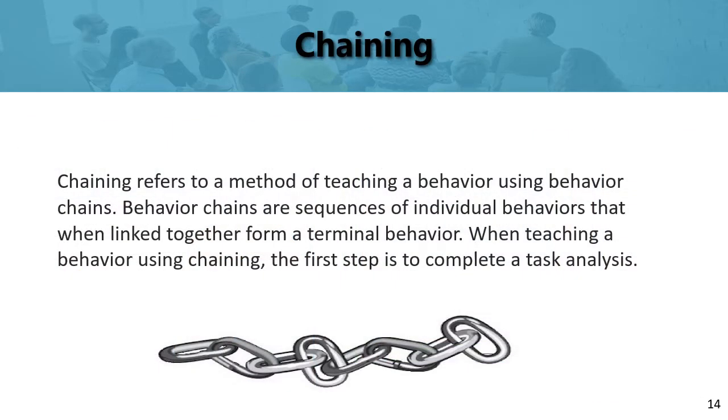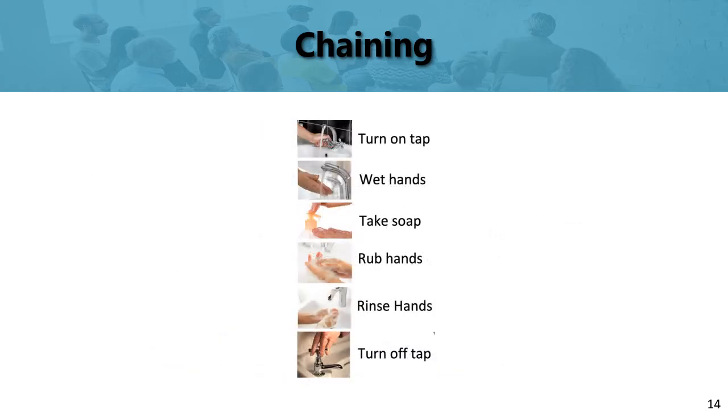When analyzing a task, chaining may be the way to teach the skill. Chaining refers to a method of teaching a behavior using behavior chains. Remember, behavior chains are sequences or steps of an individual behavior that, when linked together, form a larger behavior. When teaching a behavior using chaining, the first step is to complete a task analysis.